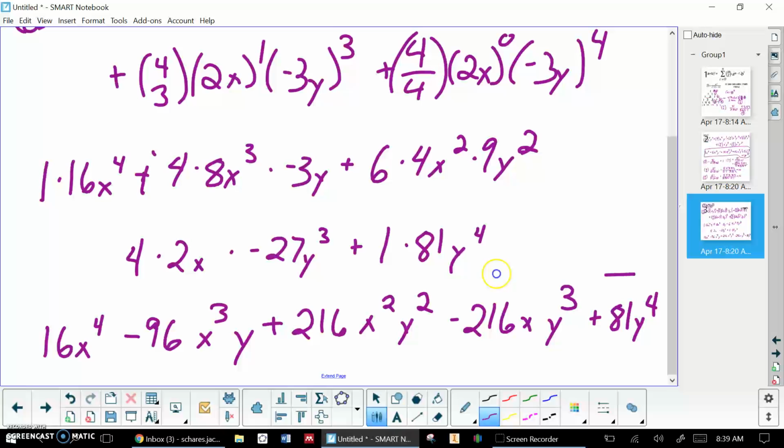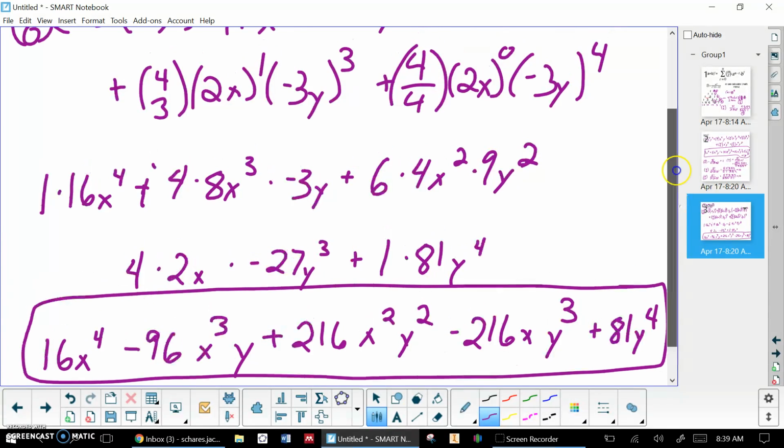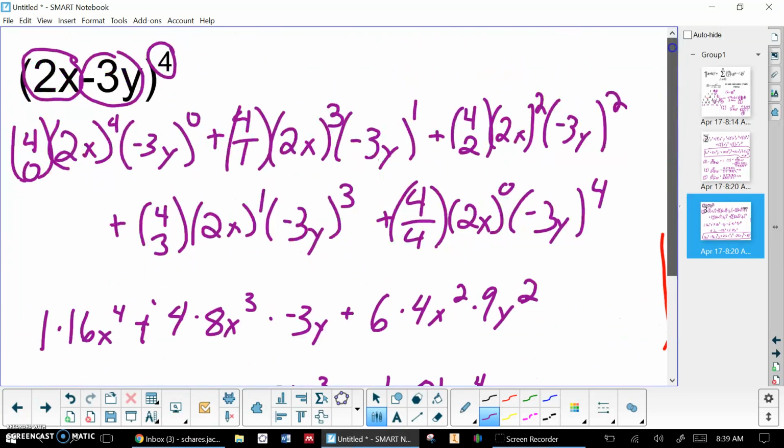And so there we've got that all multiplied out. Again, might seem like a lot of work, but way easier than actually multiplying that.